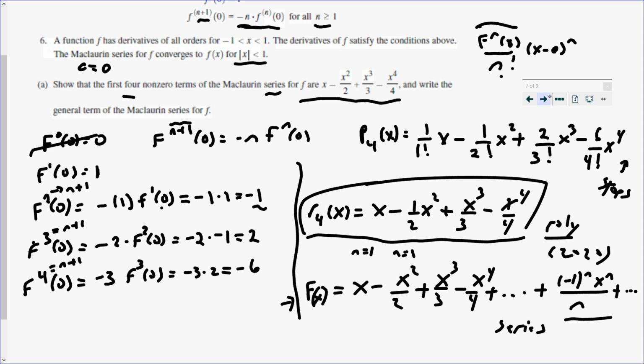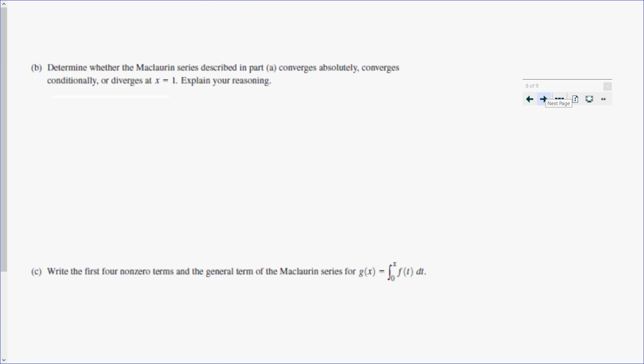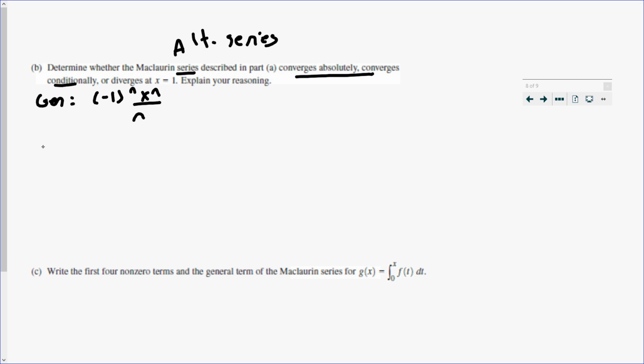So let's take a look at question B. Question B, determine whether the series in part A converges conditionally. Well, that sounds to me like alternating series. This is an alternating series right here. And remember, what we got for our general term, when we looked at it, we got -1 to the n, x to the n over n. And I want to know if this will converge absolutely or conditionally. So this is an alternating series.